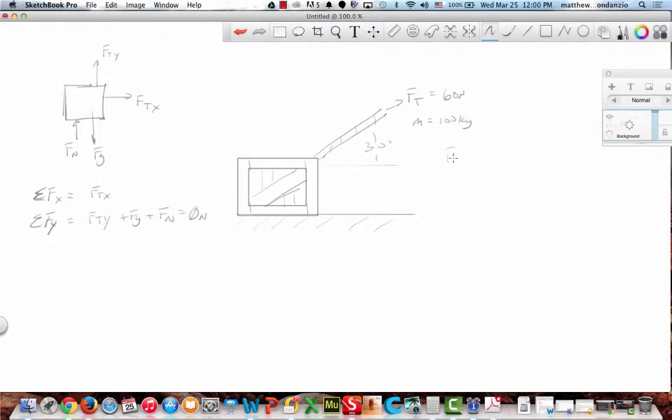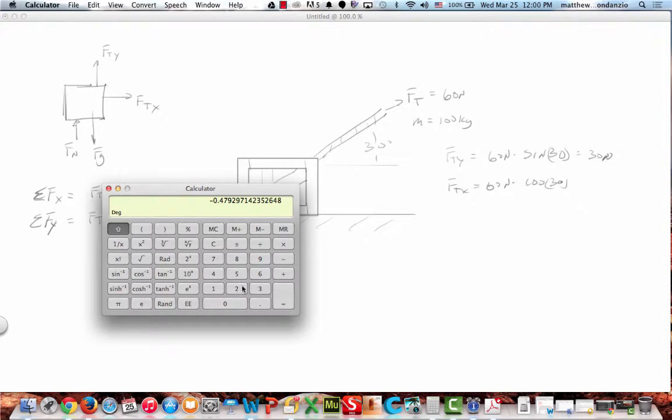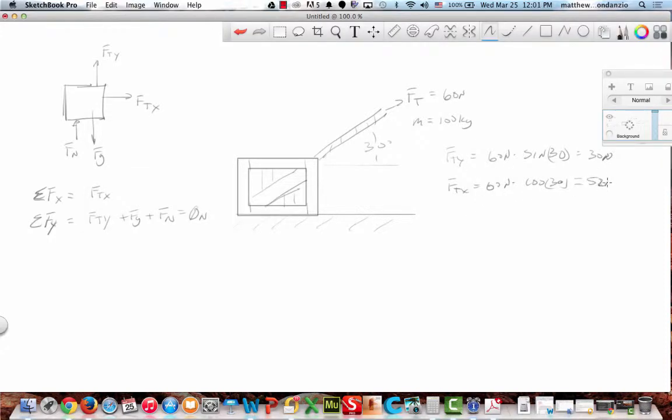Okay, so again, let's just do the equation. Fty, the value, is 60 newtons times sine 30. Ftx is 60 newtons times the cosine of 30. This is 30 newtons, and this is 30 cosine times 60, which is 52 newtons, roughly. Okay? Everyone with me? You see what I did? Lauren?